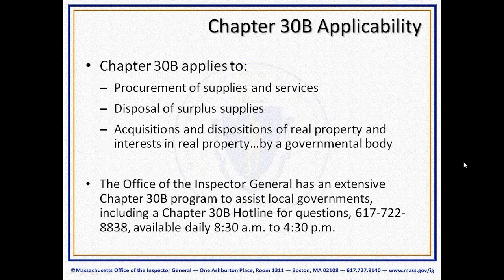By the way, the Office of the Inspector General does have an extensive 30B program to assist local governments. If anybody has a question after the program that's very specific and fact-based to their situation, they can always call the 30B hotline. We're available for questions daily from 8:30 a.m. to 4:30 p.m. at 617-722-8838. When you do call the hotline, we ask that you leave a brief description of your issue on the voicemail, and we'll do, if necessary, a little research to get the appropriate answer to you when we call you back.